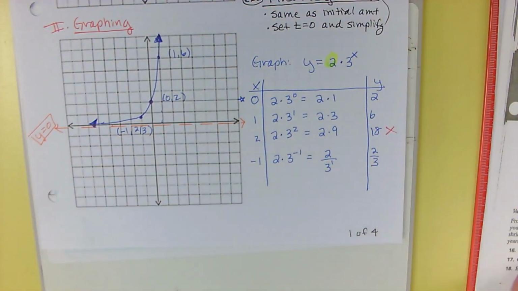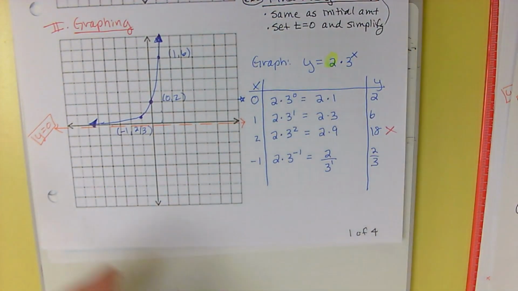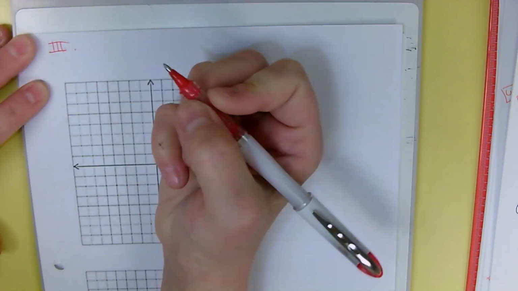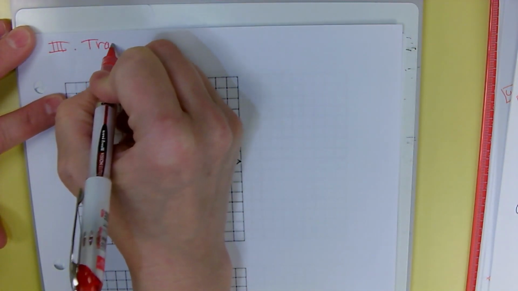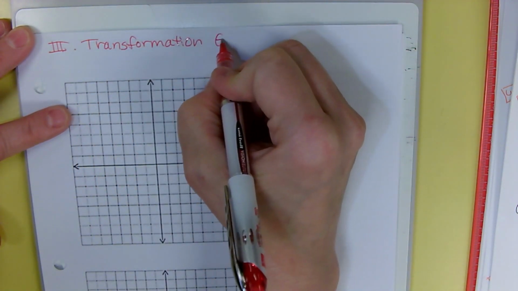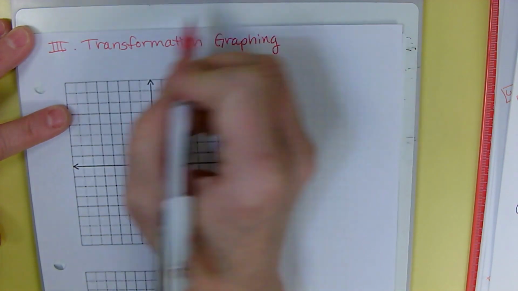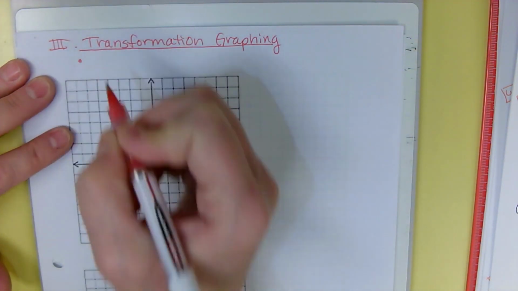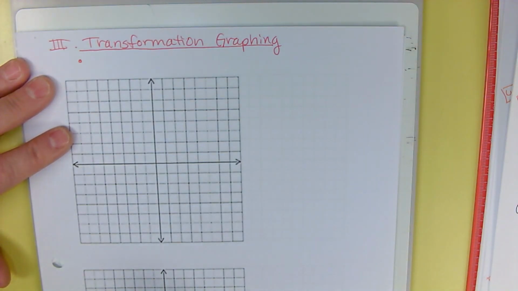All right, flip your page over. Roman numeral 3. Transformation graphing. Sometimes the math is so complicated that instead of graphing the original, we graph the base and then we move the points around to put them where they belong. This also helps you figure out where the asymptote has moved to, so it has a pretty practical reason.